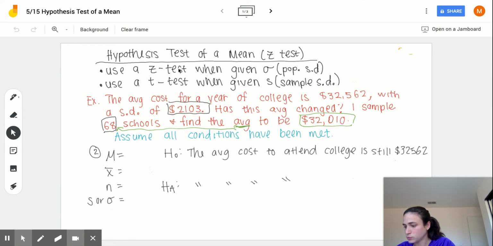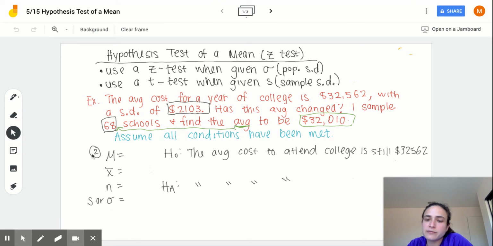some t-tests as well. So this problem says the average cost for a year of college is $32,562 with a standard deviation of 2103. Has this average changed? I sample 68 schools and find the average to be 32,010. So the first step is check the conditions. You guys know we've been skipping that for now. We're going to continue to do that till we get through all the different types of tests.